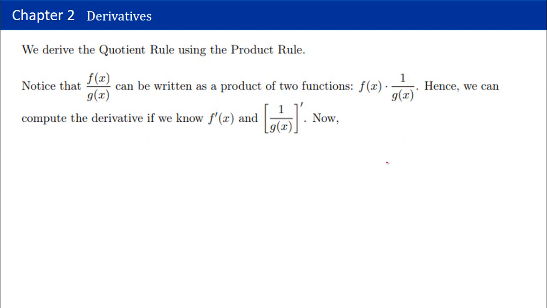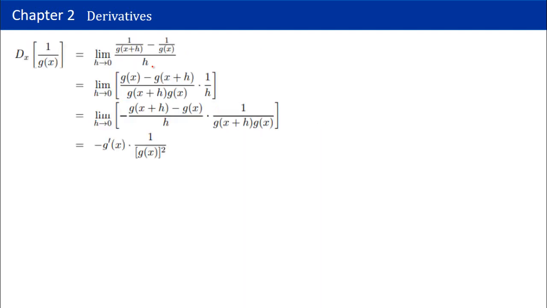So, say for example, we know that g of x is this, we have 1 over g of x plus h minus 1 over g of x. This is f of x plus h minus f of x over h as h goes to 0. So, by simplifying, this is equivalent to g of x minus g of x plus h, over g of x plus h times g of x, times 1 over h. This 1 over h we factored out. And this one is g of x, our derivative.